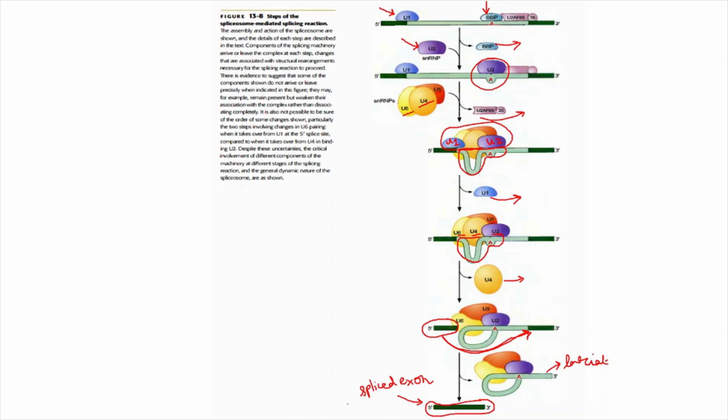So one thing you remember, that U2, U5 and U6 remain till the end of the splicing reaction. Sometimes a question is asked which are the three proteins which remain till the end of the splicing reaction. So these three are the proteins which remain till the end of the splicing reaction. So this is the basic mechanism of how the splicing reaction happens.